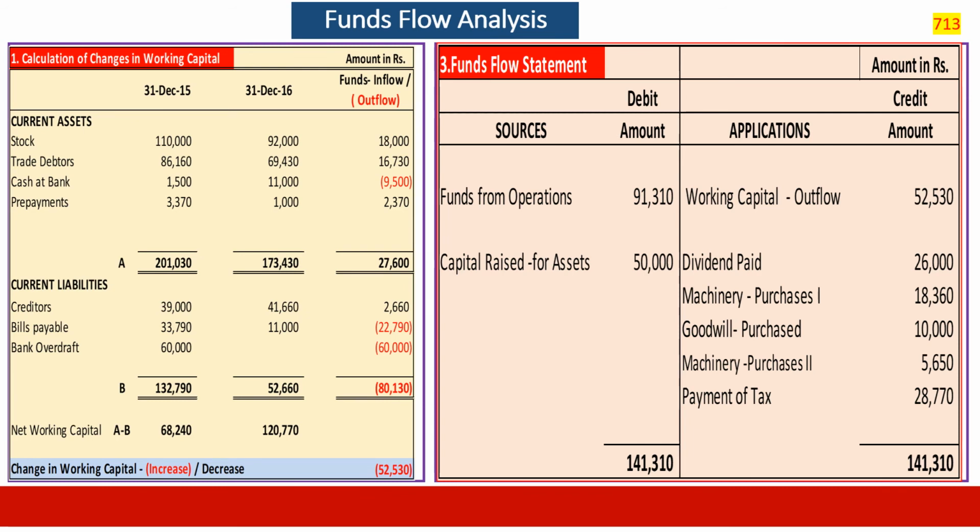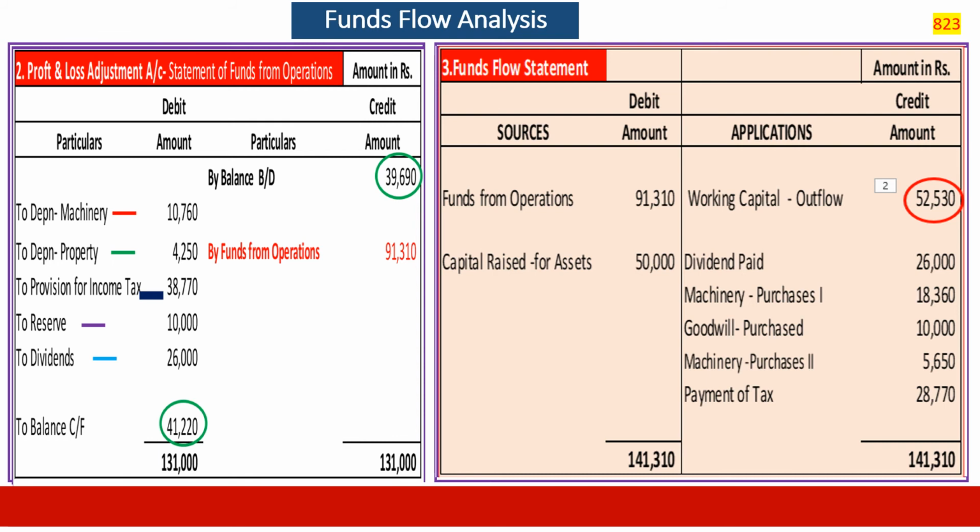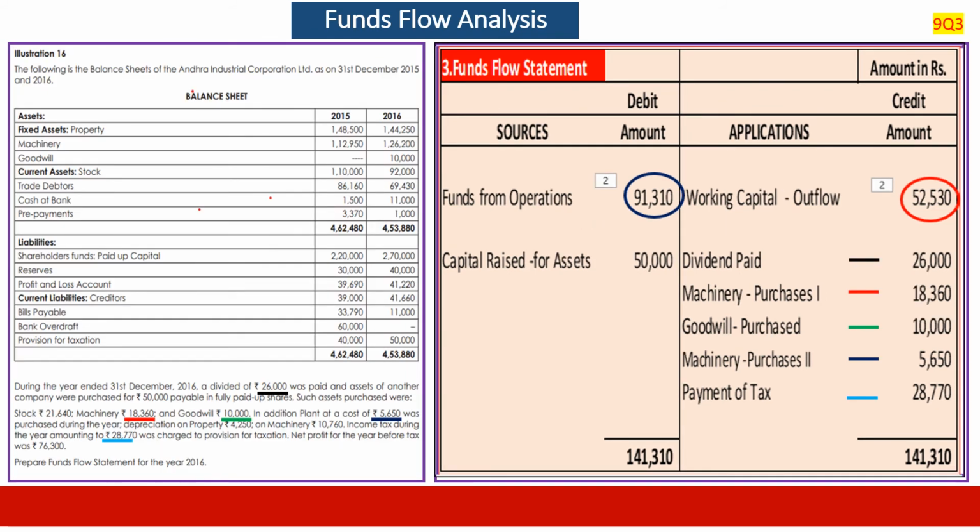Now we are at the third statement, the funds flow statement. We first take the calculation of changes in working capital. There is an increase in working capital. We make the posting as an outflow, working capital outflow 52,530. That done, we go to second statement, profit and loss adjustment account. There we have got funds from operations 91,310. We post 91,310. With that, we go back to the problem to find out asset wise what was the inflow and what was the outflow.